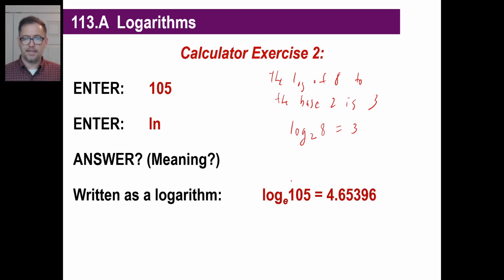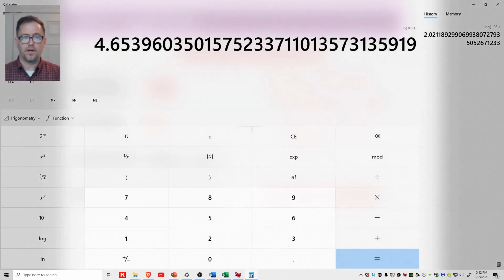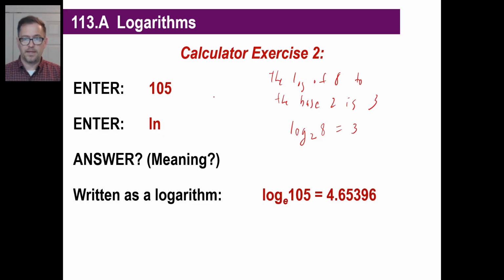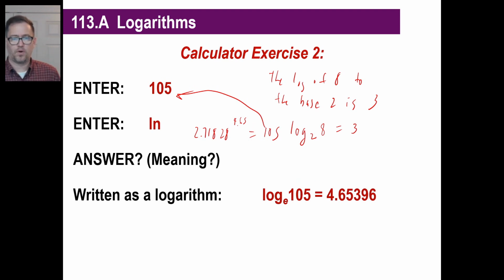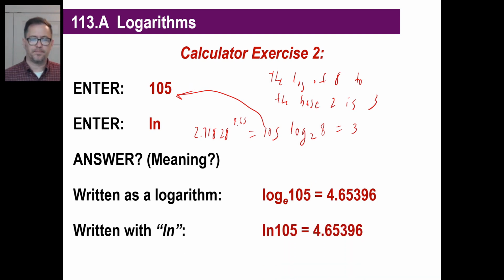Okay, so in other words, once you get 4.654, that means E, which is about 2.718, to the 4.65 power is equal to 105. So this is how you write it, because you're saying E to the 4.65396 power is 105. There you go. All right, terminology is kind of funky, but you'll get used to it. That's how you write it with ln.